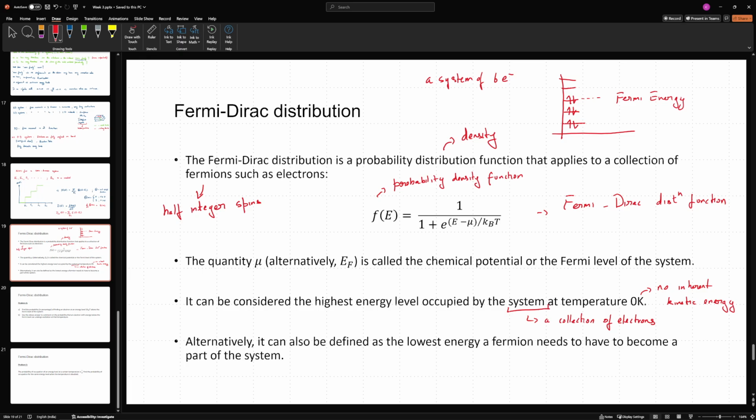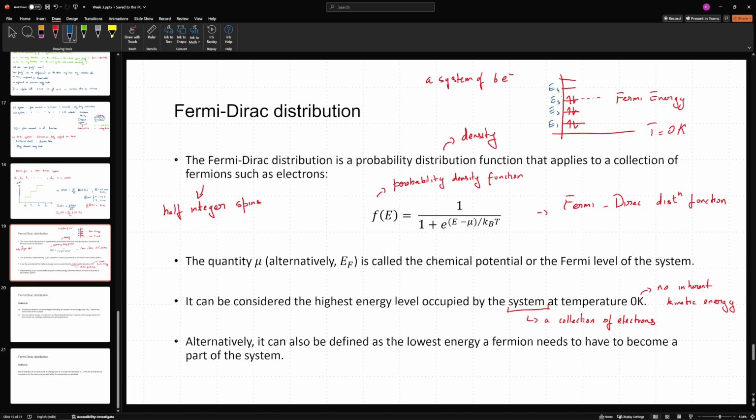Alternatively, we can also define it as the minimum energy a fermion needs to have to enter this collection. Now, let me say I want to add a seventh electron to the system. I cannot add them to any of these levels because these are all fully filled. Here T is equal to 0. So let me say this is E1, E2, E3, and E4. The electron needs to have at least E4 amount of energy to enter the system.